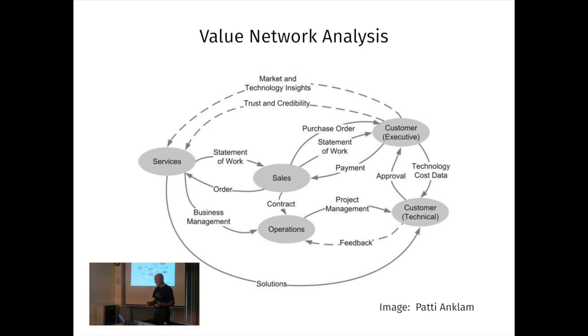That's not a division of the company. And then we map the tangible assets. Those are the solid lines. And we put an arrow on which way it's going. So you can see that from services, we have a thing called a statement of work that's going to sales. And from sales, we have an order that's going back to services.